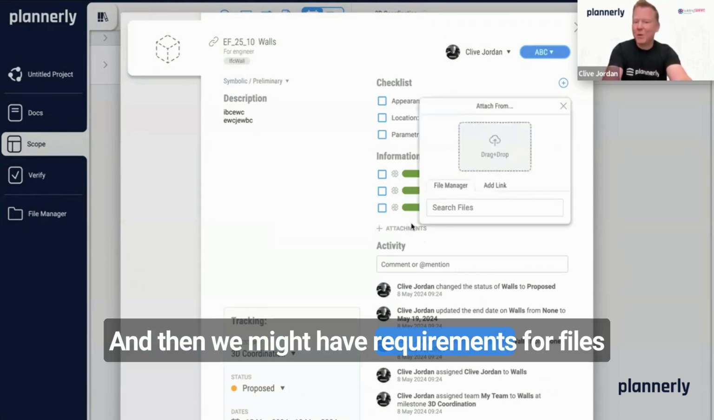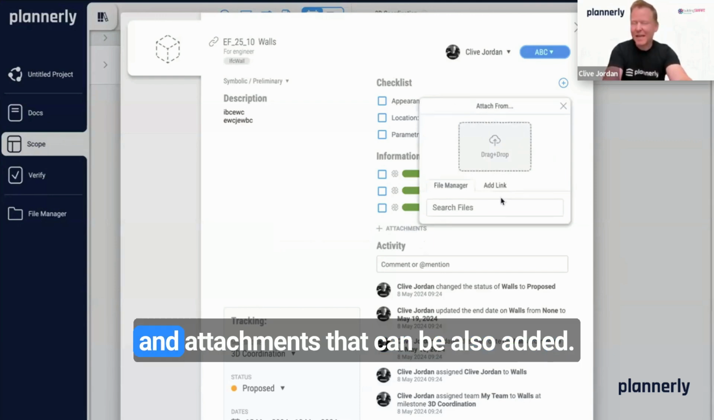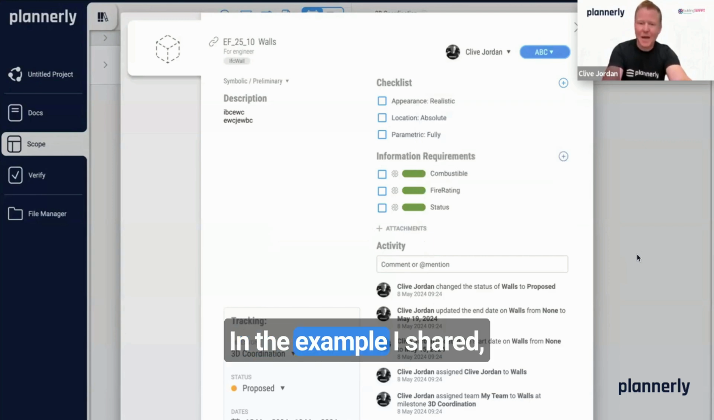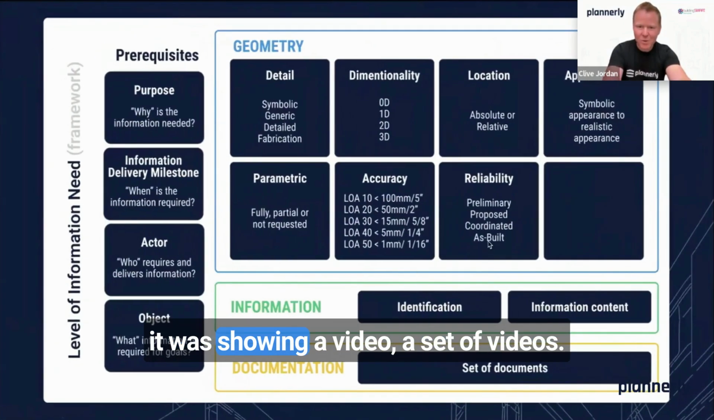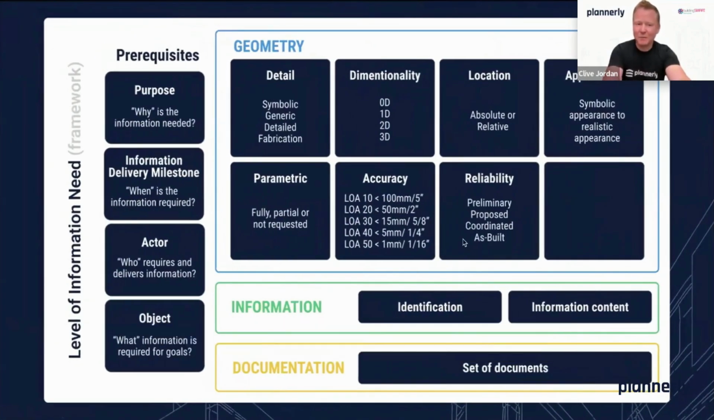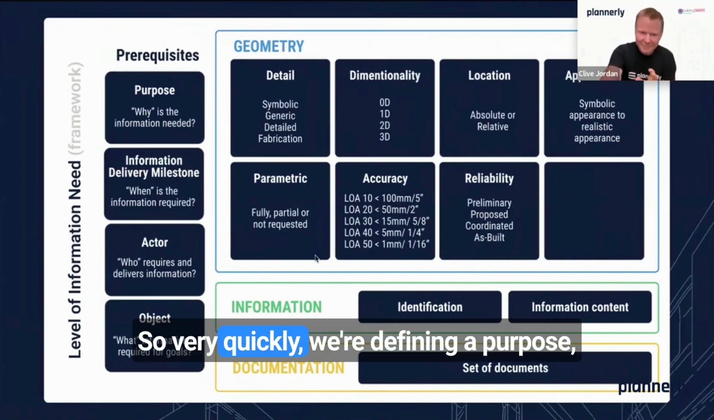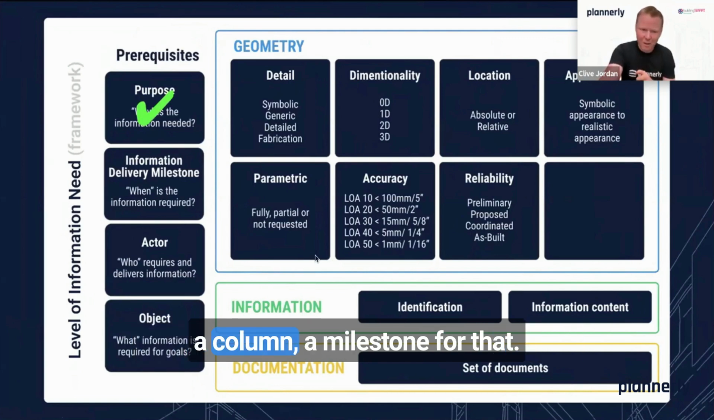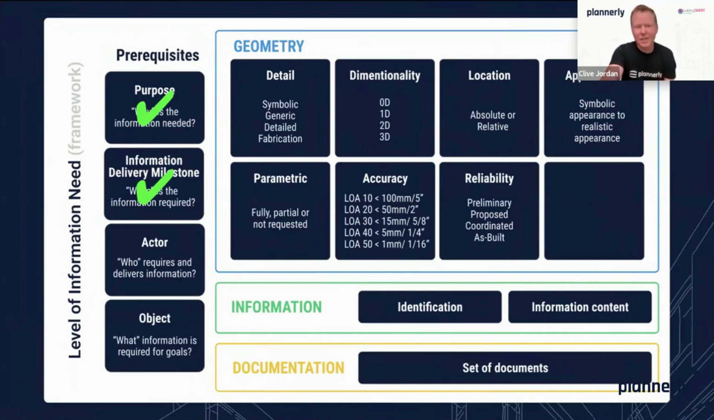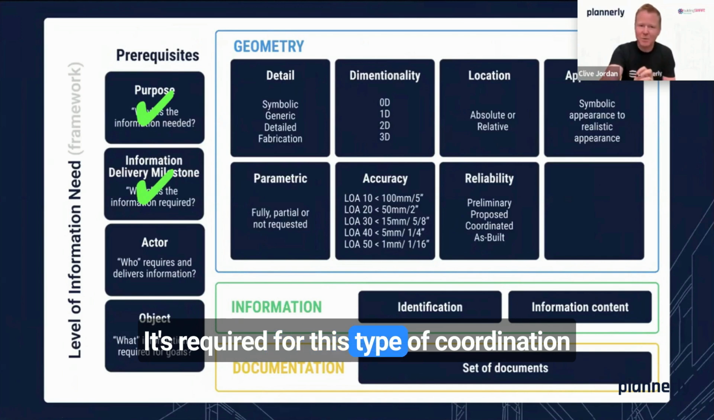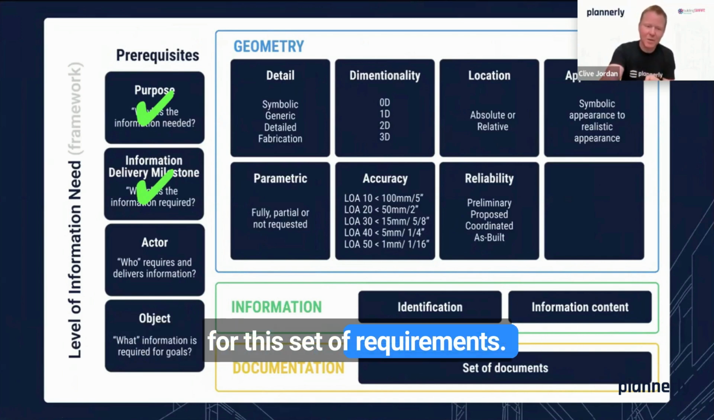And then we might have requirements for files and attachments that can also be added. In the example I shared, it was showing a set of videos. So very quickly, we're defining a purpose, a column, a milestone for that. So it's describing the purpose. Why are we doing it? We're doing it for coordination. It's required for this type of coordination, for this set of requirements.